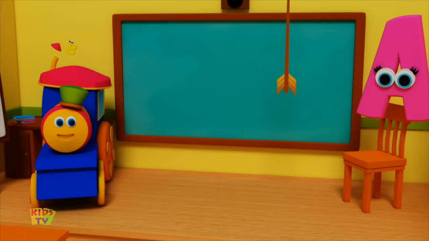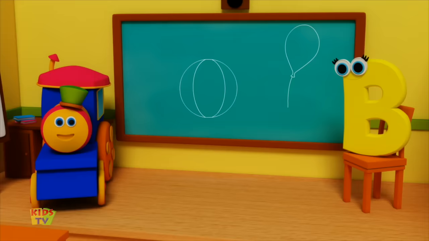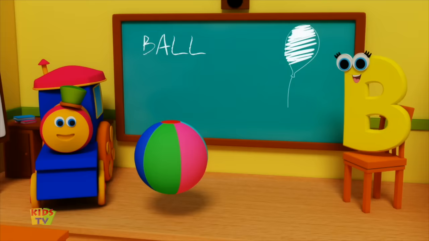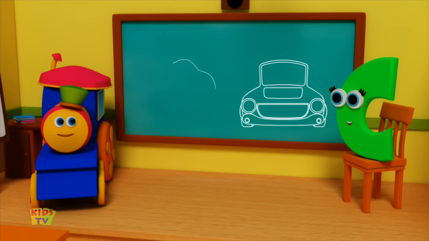B is for ball, b, b, ball. B is for balloon, b, b, balloon. B is for b, b, b, b, ball. B is for b, b, b, b, balloon. C is for car, c, c, car. C is for cloud, c, c, cloud.